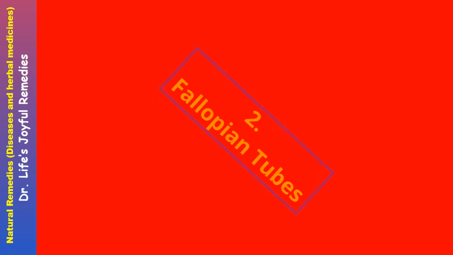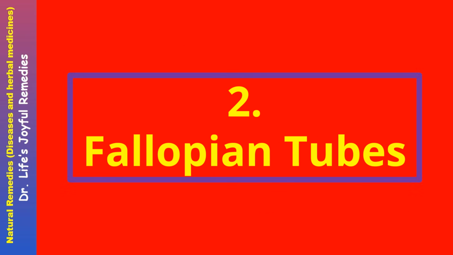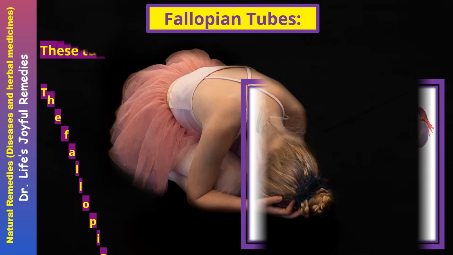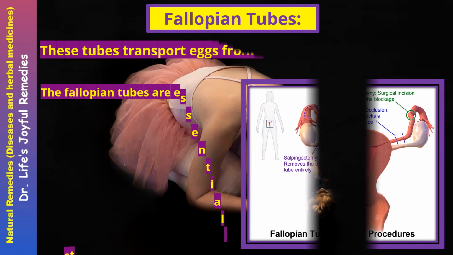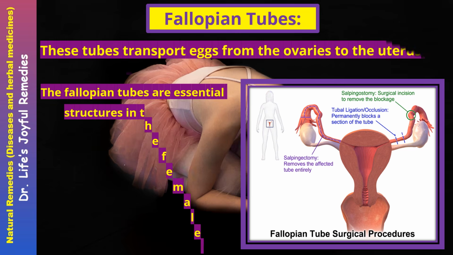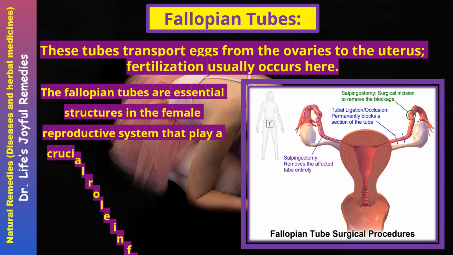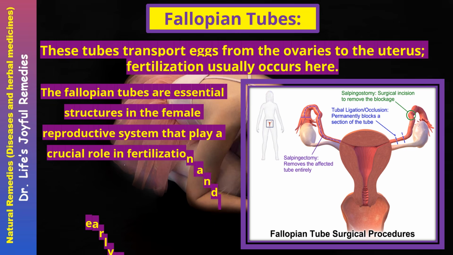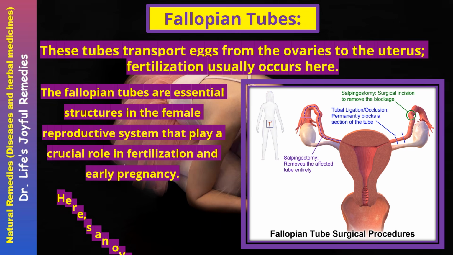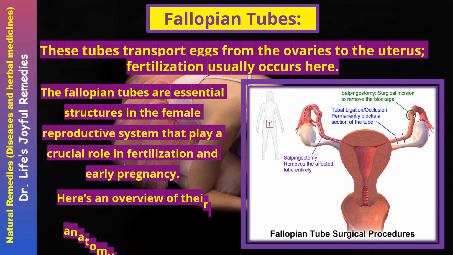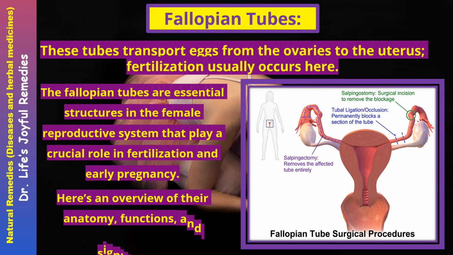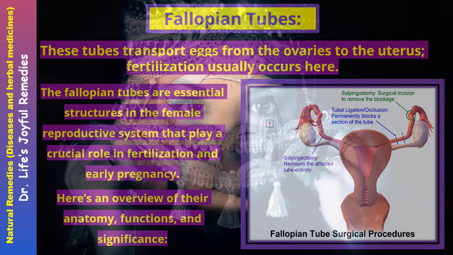2. Fallopian tubes. These tubes transport eggs from the ovaries to the uterus. Fertilization usually occurs here. The fallopian tubes are essential structures in the female reproductive system that play a crucial role in fertilization and early pregnancy. Here's an overview of their anatomy, functions, and significance.